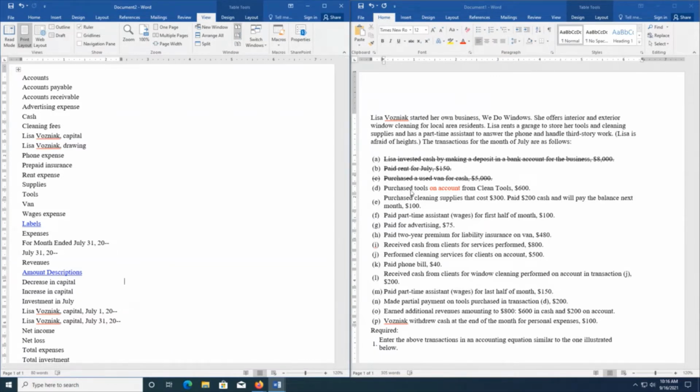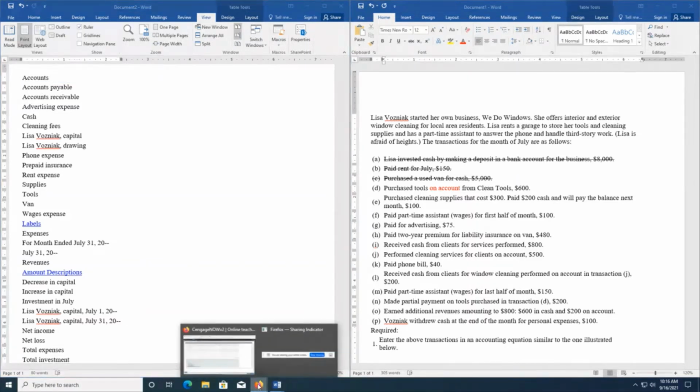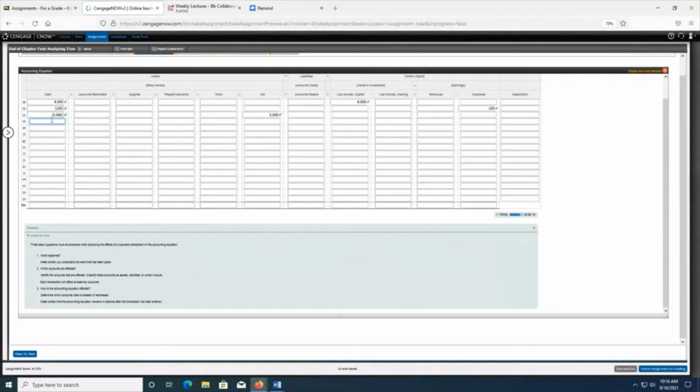Okay, so we are going to put tools and accounts payable. So let's go to our right over here. We're not going to do anything in cash because we didn't do anything there. We're going to put tools. How much was that for? Okay, $600. So we're going to put $600 because we did purchase $600 worth of tools. And so that is an asset because we own those tools now. And then accounts payable for that same 600.